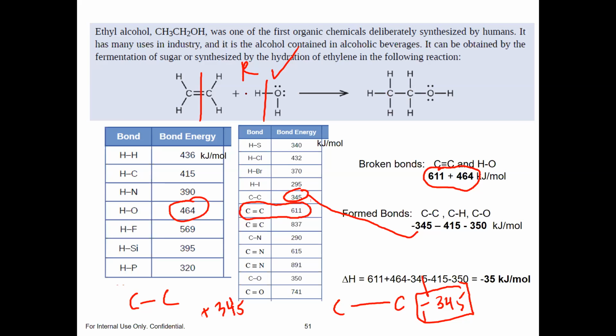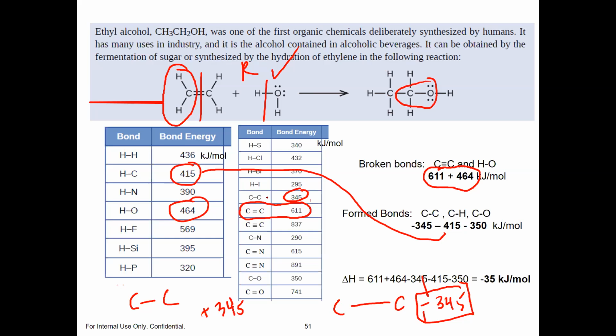Then what else are we making? Here we have a carbon and two hydrogens. Now we got a carbon to three hydrogens. So we're making one more CH bond. Where's the CH on this table? Right here, 415. Now we're going to have minus 415. What else are we making on the right side that's new? Carbon, oxygen. Where's carbon, oxygen on the table? Right over here. And these are all negative numbers, right?